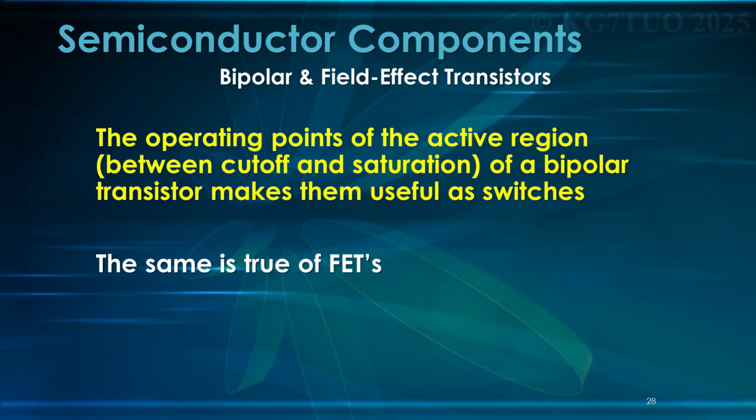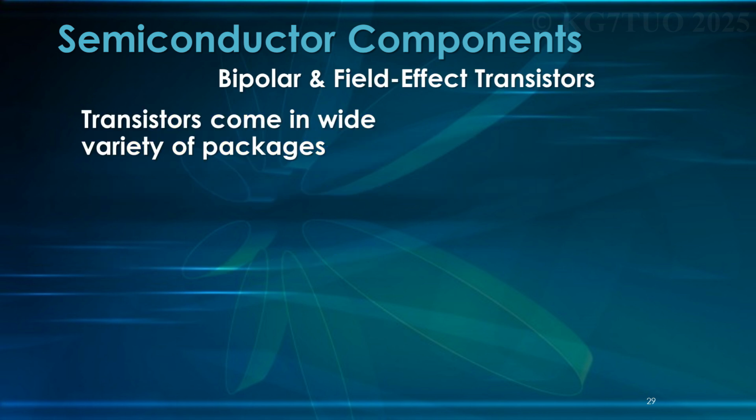Operating points of the active region between cutoff and saturation of a bipolar transistor make them useful as switches. So you've got the point where you can shut off the power, and the point where it can't take any more. Those two operating points, you can turn it off, turn it on, and you can do it super fast. The same is true of FETs. So that's the question there: active region between cutoff and saturation of a bipolar transistor makes them useful as switches.